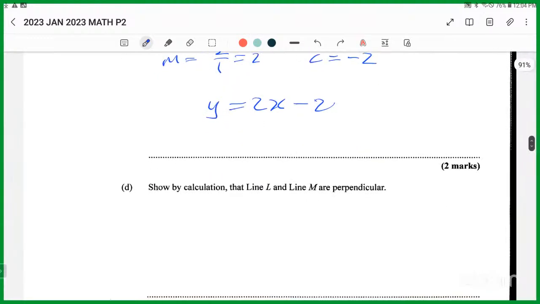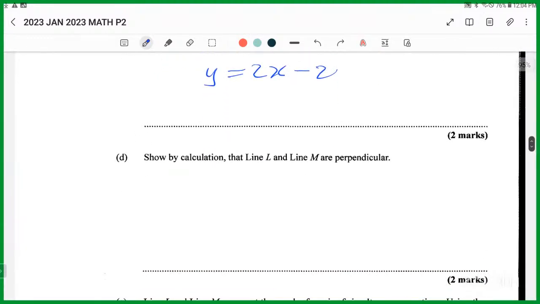All right, next one. Show by calculation that line L and line M are perpendicular. Perpendicular lines have negative reciprocal gradients. But when they tell you to show that 2 lines are perpendicular, you can show that the product of the gradients is negative 1. They want to show that the gradient of L times the gradient of M is equal to negative 1. When lines are perpendicular, the product of the gradients is negative 1. We have the gradient of line M already. We just said it is negative 2. No, we said it is 2.